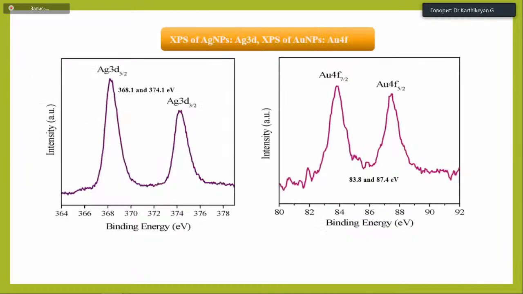So XPS can be used to predict the metallic nanoparticles' oxidation state. Ag is in the 0 state, according to the 3d 5/2 and 3d 3/2 binding energies at 368 and 374 eV, and the respective binding energies of Au 4f 7/2 and 5/2 are shown here as 83.8 and 87.4 eV, corresponding to the surface analysis.